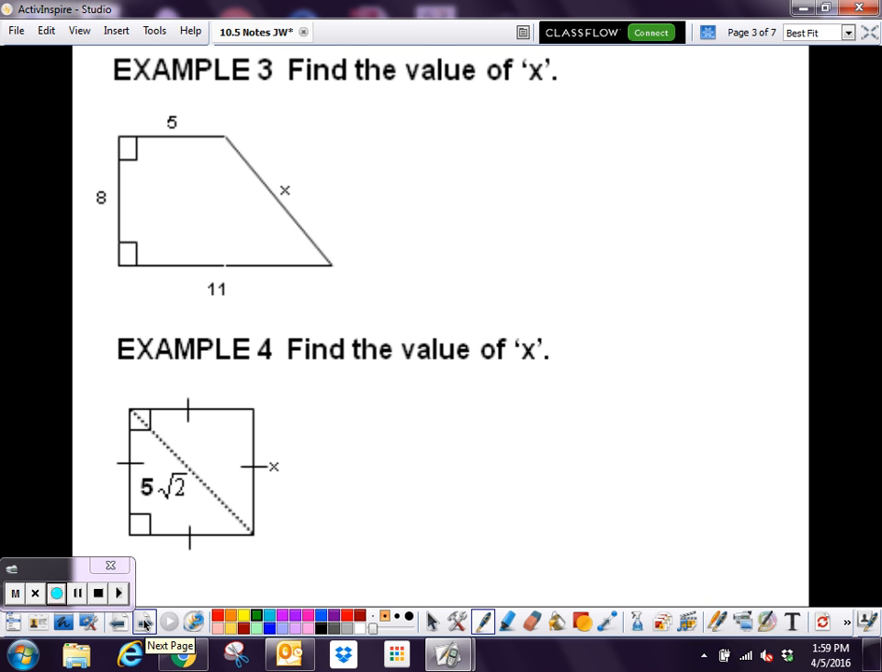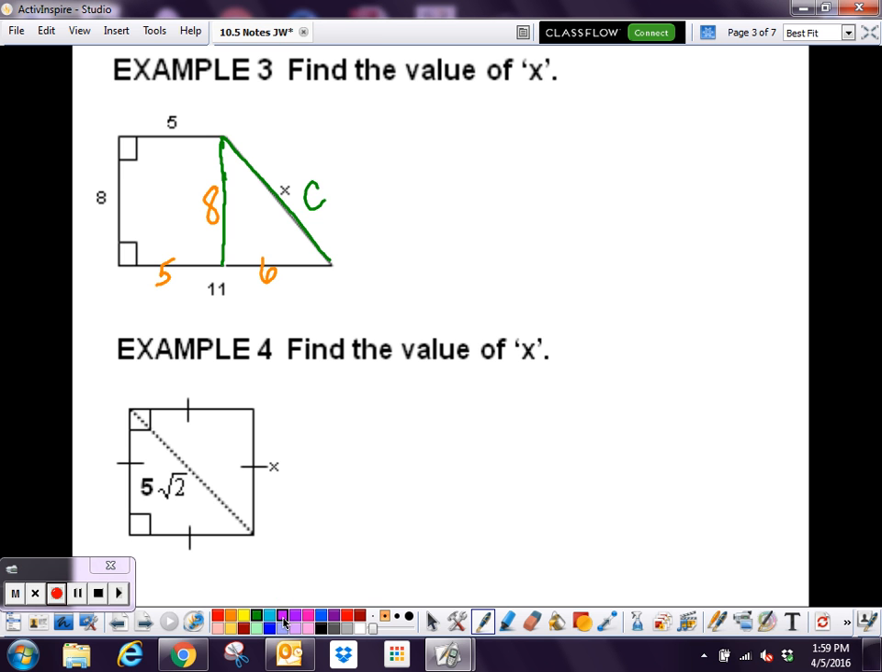All right, number 3, find the value of x. Okay, so I need to find this, which is going to end up being my hypotenuse, so that's my C. And I need to actually make a triangle here. So we need to figure out what each side is. Okay, well, we know the tall side is 8. Now we know this little piece of the square is 5, which means this other piece of the triangle needs to be 6.